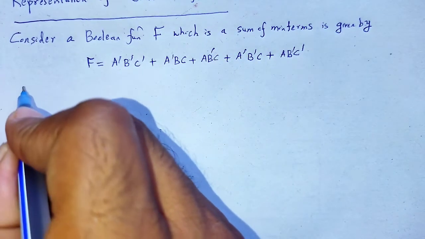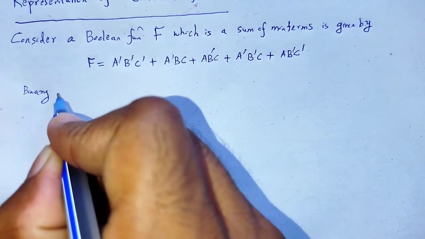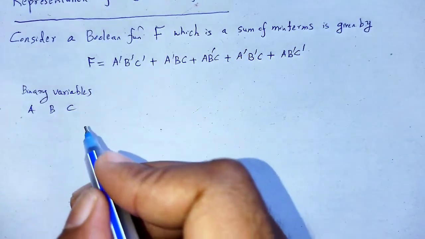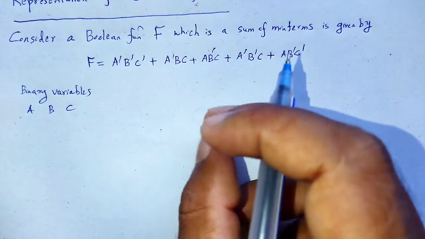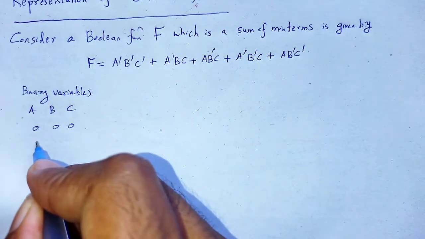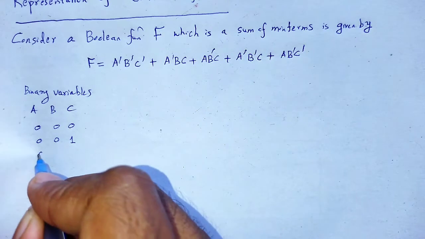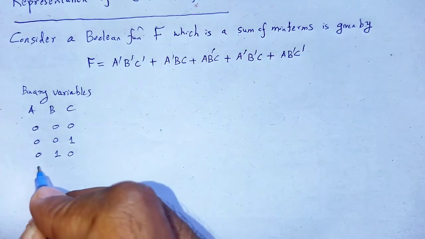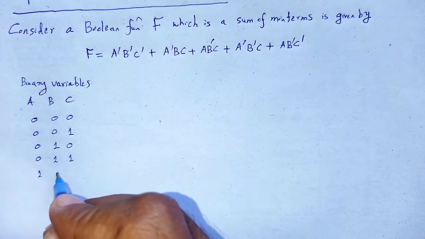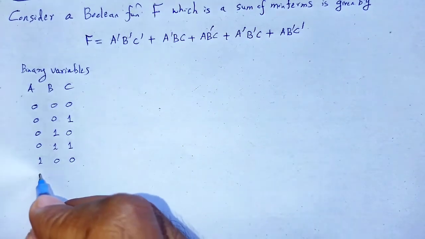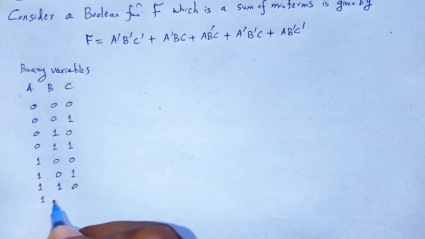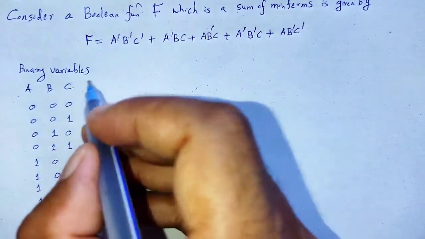So, the binary variables A, B, C. The possible input conditions will be 2 to the power 3, that will be 8 conditions. The 8 possible conditions are 000, 001, 010, 011, 100, 101, 110, 111.